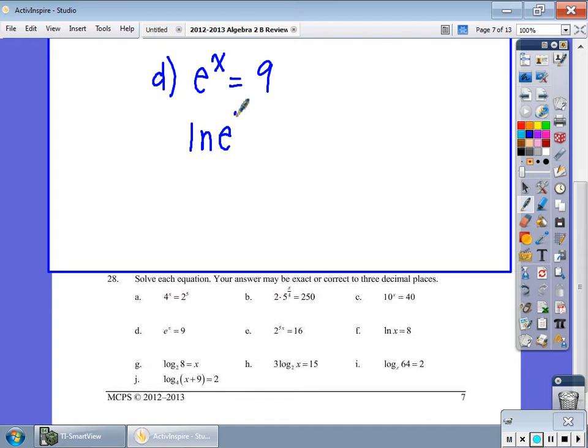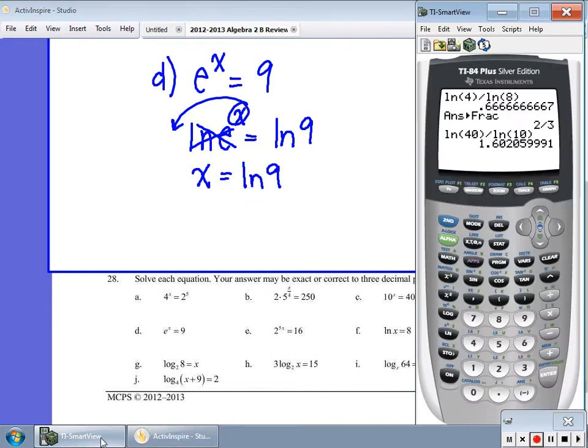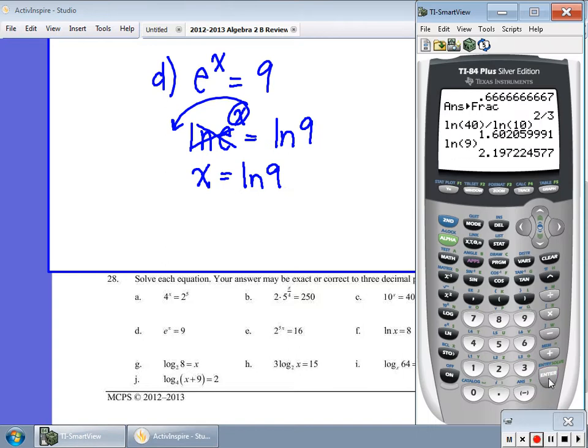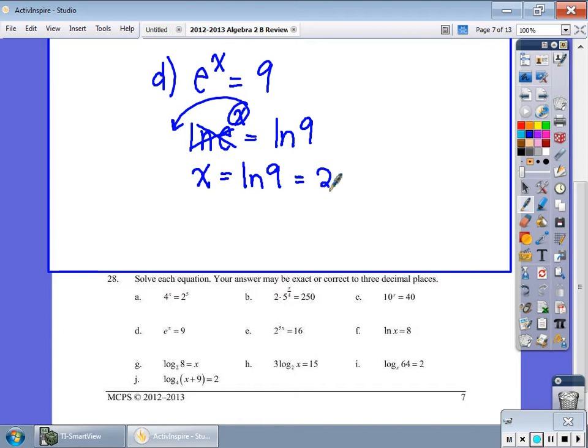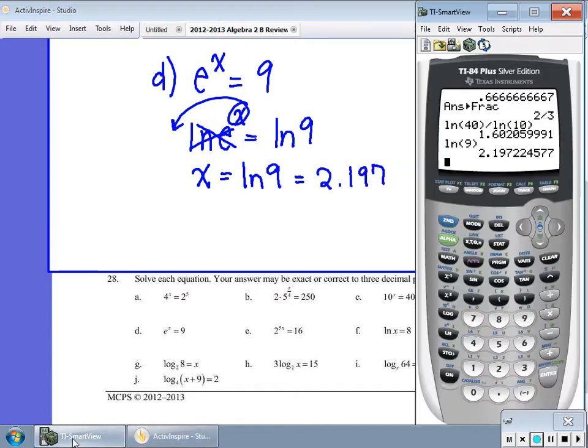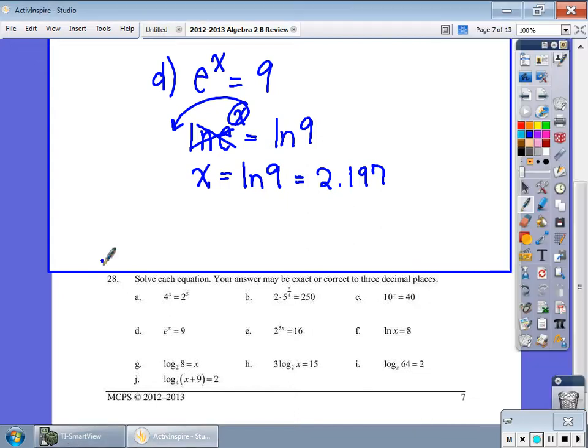The natural log of e raised to the x power is the natural log of 9. And the nice thing is, the exponent comes out and the natural log of e is 1. So this is just x equals the natural log of 9. Then we go to our calculator, type in the natural log of 9, close the parentheses, hit enter: 2.197. We're not going to round the 7 up because behind the 7 is a 2. So that's good to go.